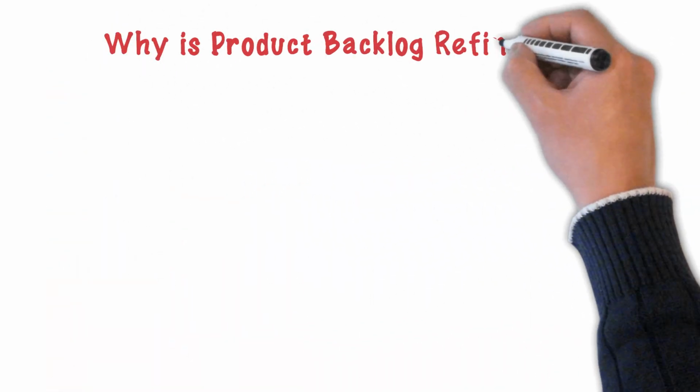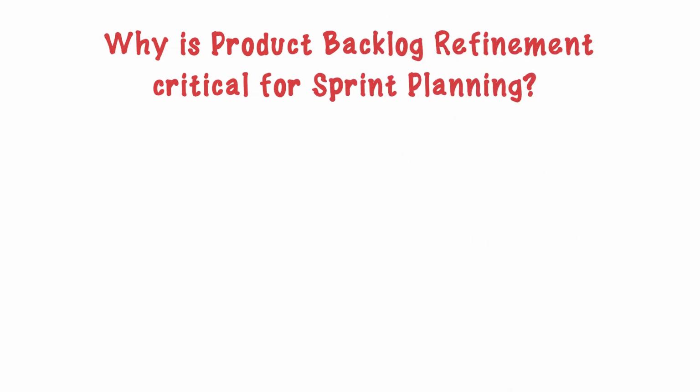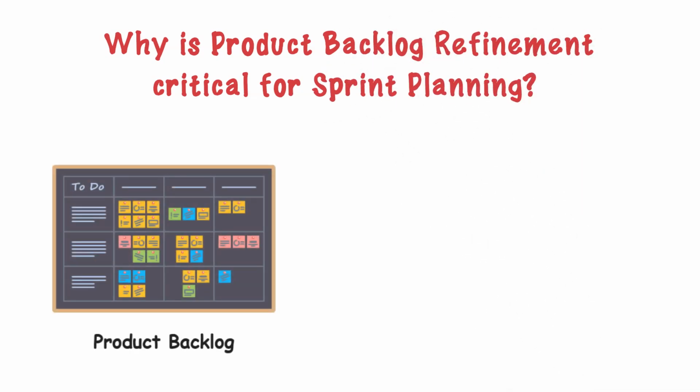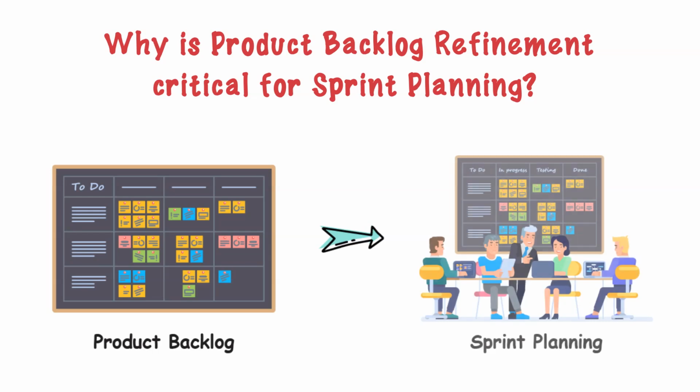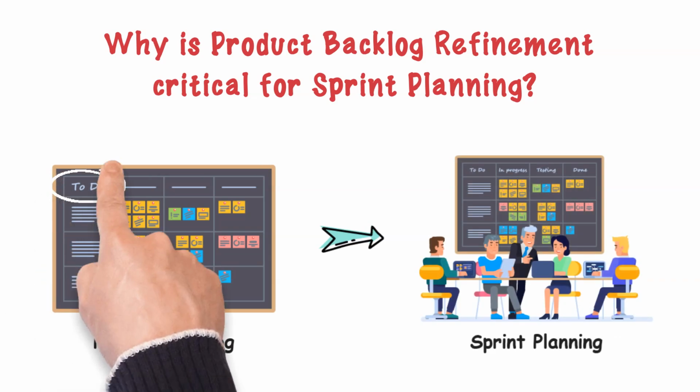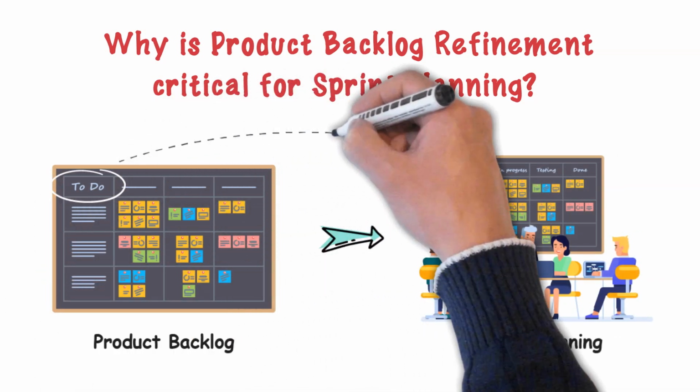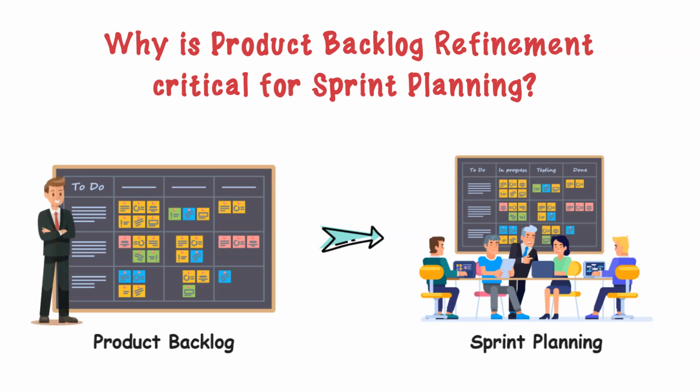Why is product backlog refinement critical for sprint planning? A well-defined product backlog makes sprint planning way more effortless. Because the to-do items are already well understood by the Scrum team and the product owner has ordered backlog items based on value, risk, size, and dependency. Scrum teams can quickly pick up a sprint goal and forecast what they can accomplish in the current sprint.